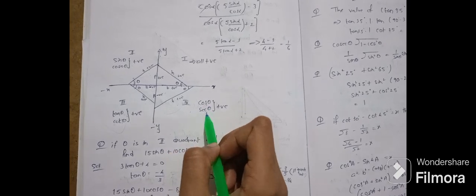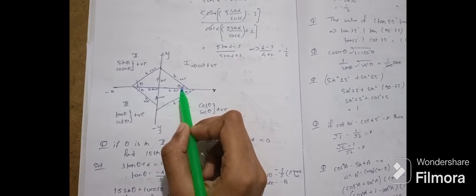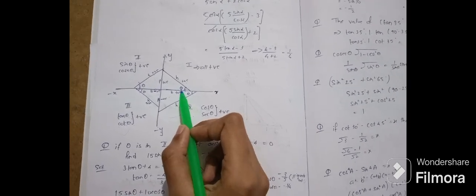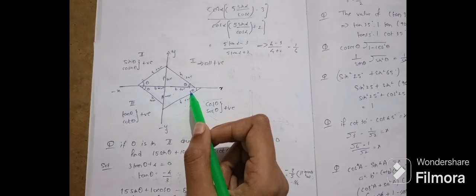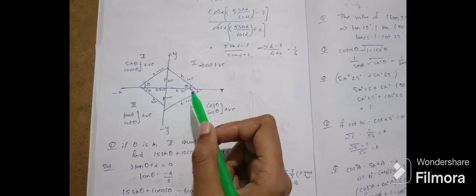So only cos theta and secant theta will be positive, because cos theta is equal to adjacent side by hypotenuse. Here the adjacent side is this one, base by hypotenuse. Both are positive values. And secant theta is equal to 1 by cos theta, so it will also be positive here. Remaining all will be negative. So in this way, we need to get all the values. Based upon this, we need to change the values.